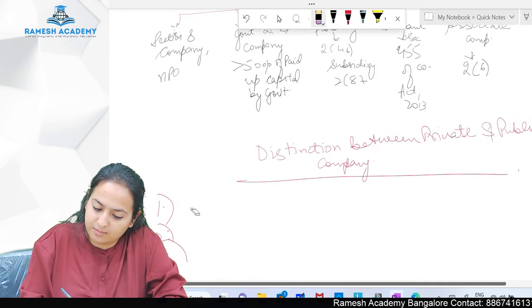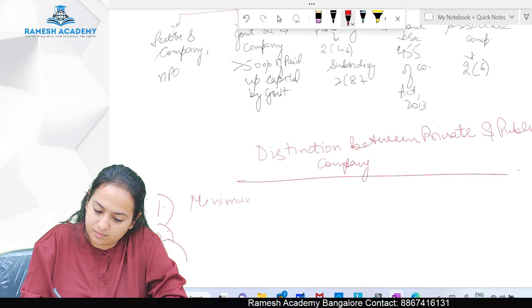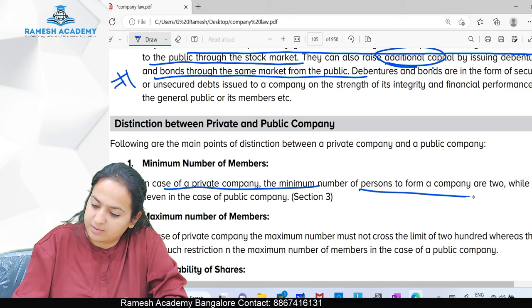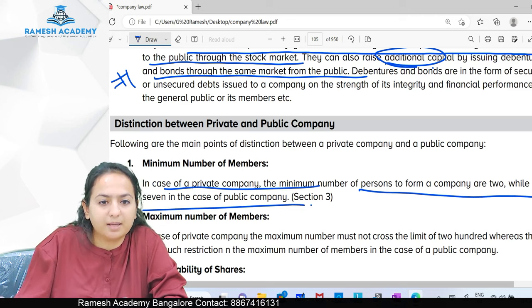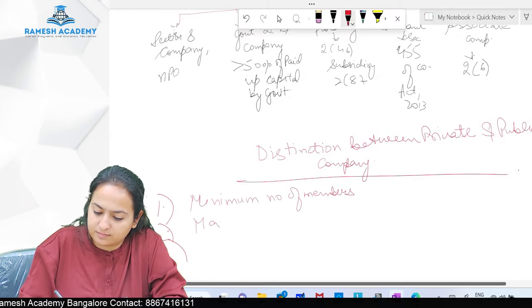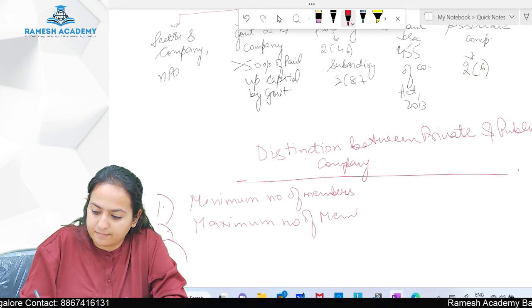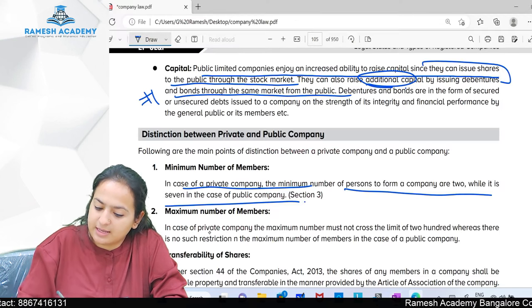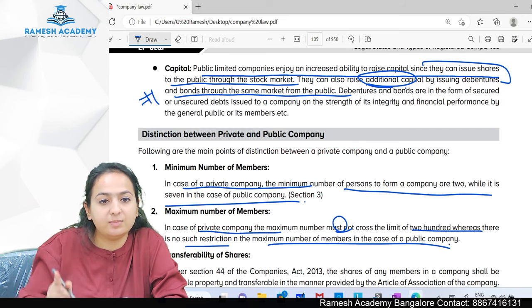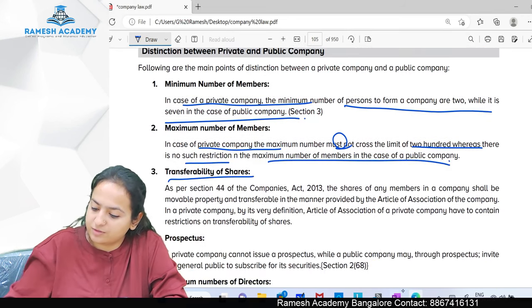First is minimum number of members. In case of private company, minimum number will be 2 and 7 in case of the public company. Then is maximum number of members. What are the maximum number of members? In private company, it should not cross 200, whereas there is no restriction on maximum number in a public company, but 7 will be the minimum. Transferability of shares.